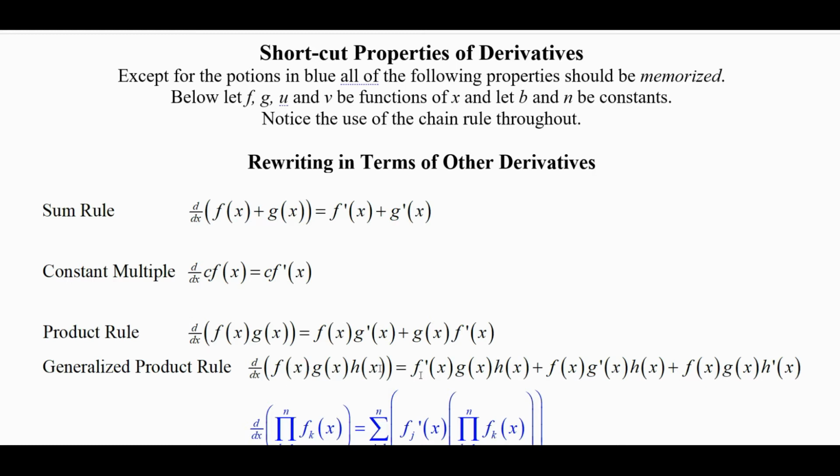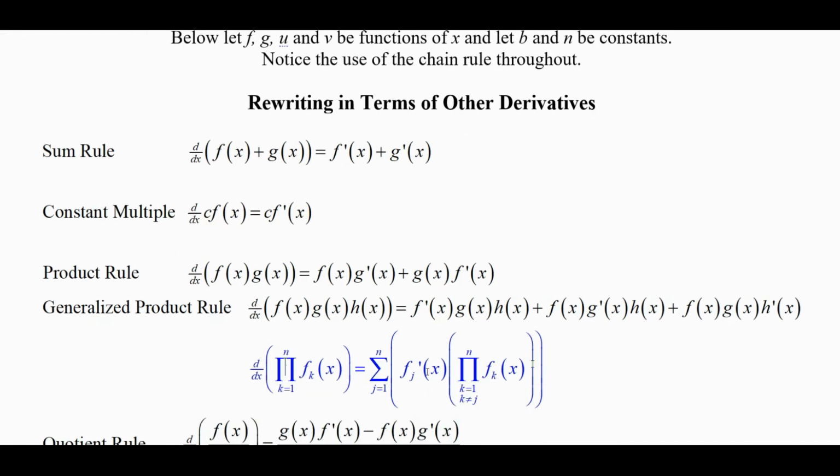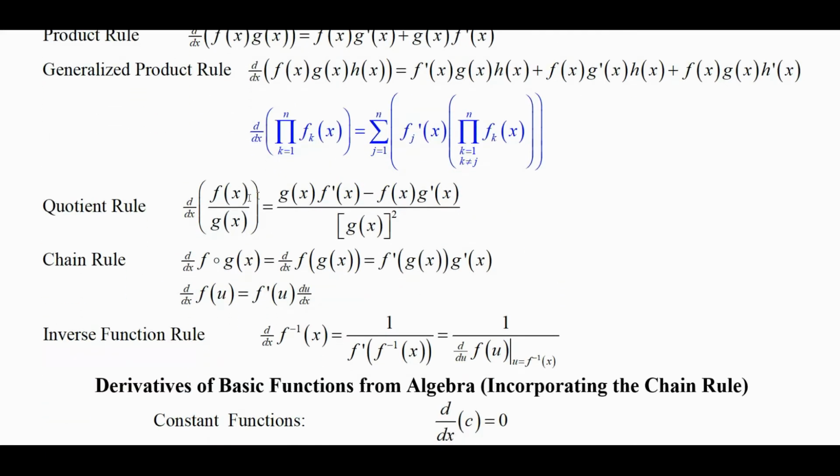If you have 3 terms here, you take the derivative of the first times the other 2, plus the derivative of the second one times the other 2, plus the derivative of the last product factor times the other 2. Or this is a more complicated way of saying this works no matter how many terms we have. The quotient rule, the derivative of f of x over g of x, is g f prime minus f g prime over g squared. Or the way I like to say it, it's the bottom times the derivative of the top minus the top times the derivative of the bottom, over the bottom squared.